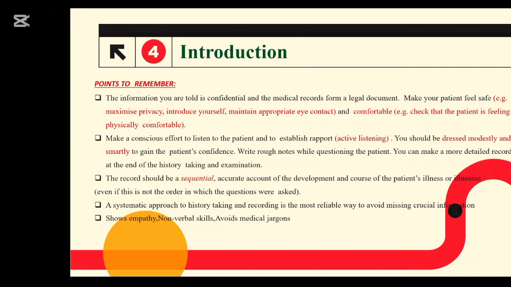So it has to be that sequential, not disordered. A systematic approach to history taking and recording is the most reliable way to avoid misusing crucial information or missing crucial information. In short, you have to put things in order to avoid missing crucial information that is important. And then always be empathetic to the patient, use non-verbal skills, avoid medical jargon at all costs. Because medical jargon is only advised, or can be used, in a review of systems.